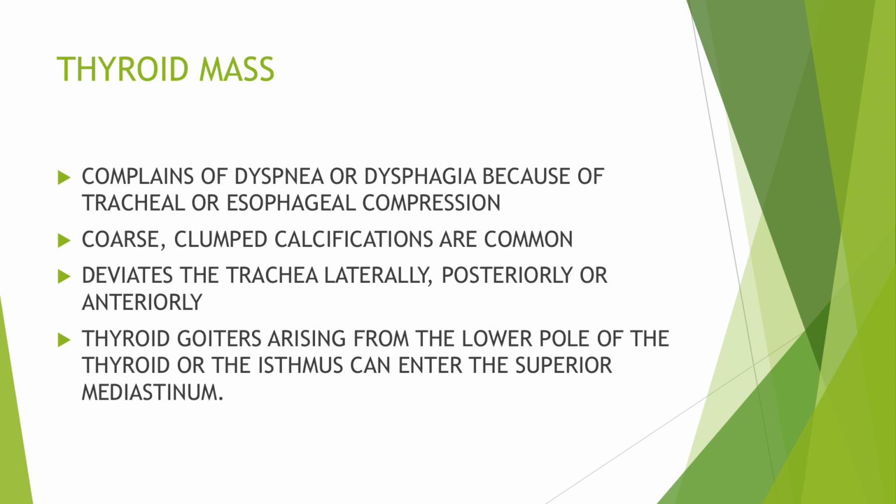Patients with thyroid masses usually complain of dyspnea or dysphagia because of tracheal or esophageal compression. Coarse or clumped calcifications are common. The trachea is deviated laterally, posteriorly, or anteriorly by the enlarged thyroid gland. Thyroid goiters arising from the lower pole of the thyroid or the isthmus can enter the superior mediastinum.